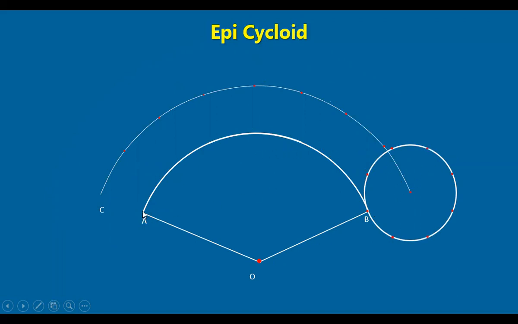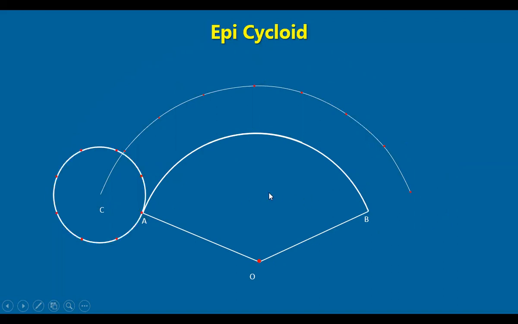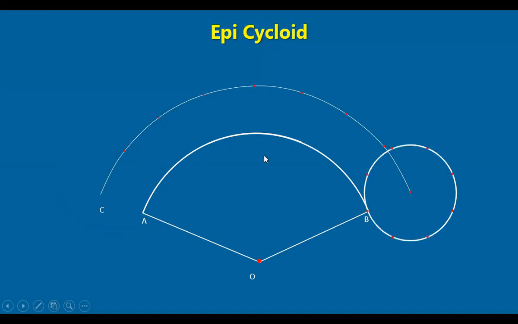Now let us take a point on this circle and see how it moves. The path traced by this point is called Epicycloid. Epi means outside the circle. Now, let us draw this.